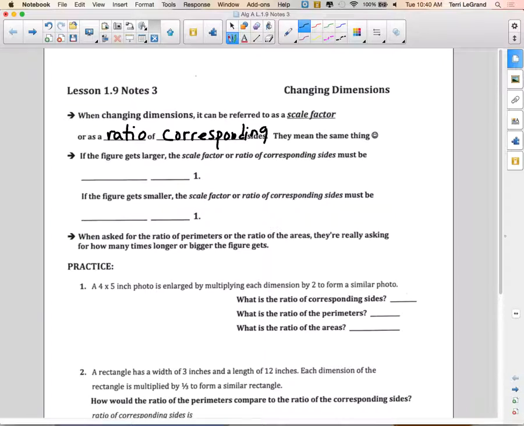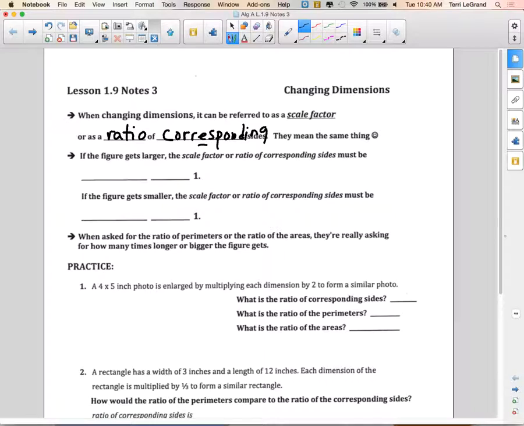When changing dimensions, we can refer to between R and S. It's an E right here. Okay. That's an E. Corresponding. Okay. So when we change dimensions, we can say that whatever that multiplier is, we can call it a scale factor. But here's what the book likes to call it, and you need to know that this means the same thing. The book will ask it as, what is the ratio of corresponding sides?